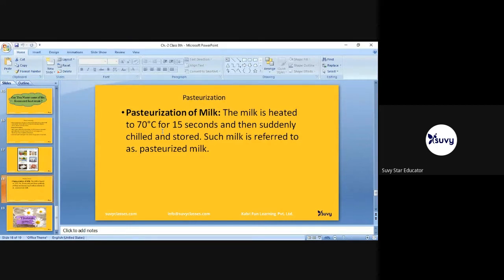Amul milk is there. Okay, so that is an example of pasteurized milk. Have you heard about this Amul milk? Yes, ma'am. Yes, ma'am. Is there any other local brand of pasteurized milk in your area? Almond.